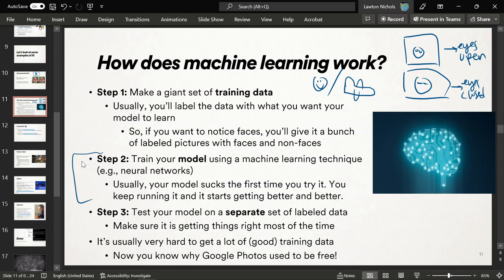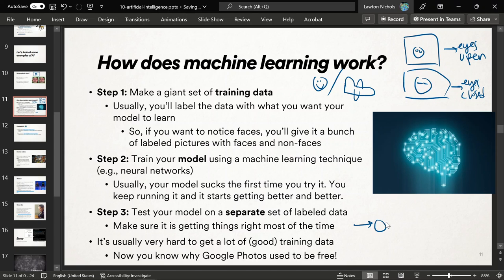And then finally, once you have your model and it's performing really well on your training data, then you test it. You test it on some separate labeled data, but you don't give it the labels. You make sure that it's getting those things right most of the time and that it didn't just memorize the training data. Like, okay, this picture has a face, I can just remember the green background and predict that the eyes are open. No, it needs to actually learn about the faces and the eyes. That's why you set aside some labeled data and make sure your model is actually working on that data as well, getting things right most of the time, not just memorizing things. And I usually use a neural network for this, which models the way that neurons work in a brain.